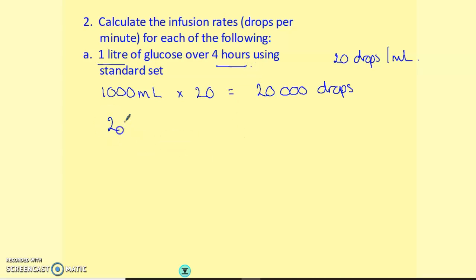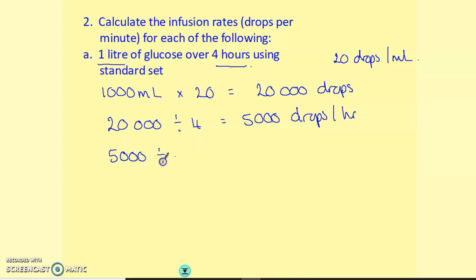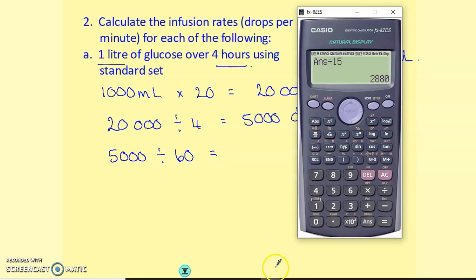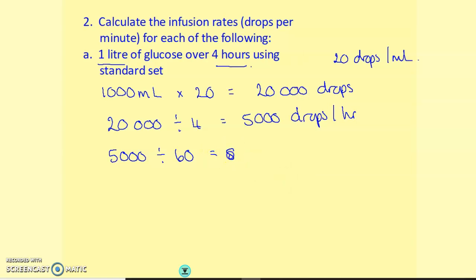That's over 4 hours. Divide it by 4. I get 5,000. So it's 5,000 drops per hour. I want to find out the amount of drops per minute. So I'm nearly there. I'm going to divide it by 60. It's 83.33333. So to 1 decimal place, it would be 83.3 drops per minute.